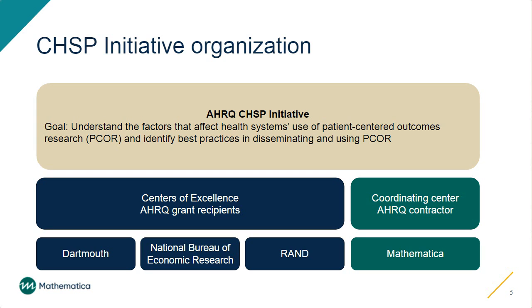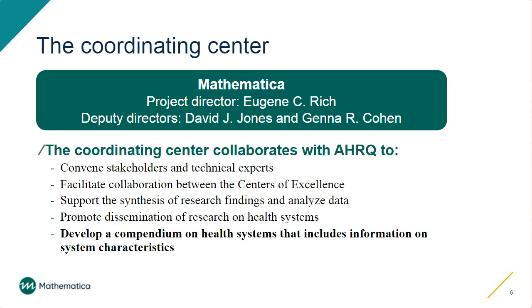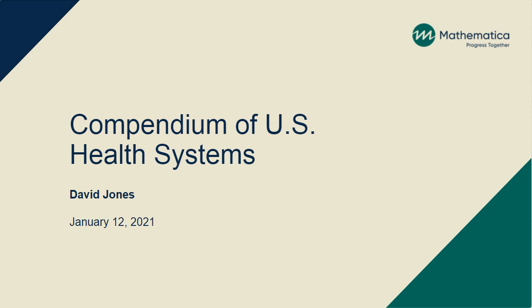And then there was an additional investment in a coordinating center for the Comparative Health System Performance Initiative, and that was with our Mathematica team. At the coordinating center, I'm the project director, and the deputy project directors were Dave Jones and Jenna Cohen. The coordinating center collaborated with AHRQ to convene stakeholders and technical experts, to facilitate collaboration across the 3 centers of excellence, to support synthesis of research findings and to analyze data, to promote dissemination of research on health systems like the webinar today, and most substantively to develop a compendium on health systems that includes various kinds of information on system characteristics. And now I'll turn the discussion over to Dave Jones, who's going to describe the Compendium of U.S. health systems. Dave.